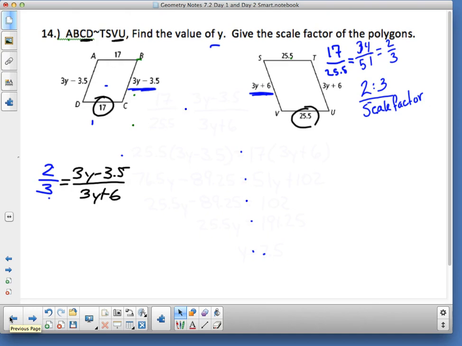We got our setup, and now I can solve. Go ahead and solve. Remember, cross multiply, make sure you distribute. Make sure you distribute to both members.